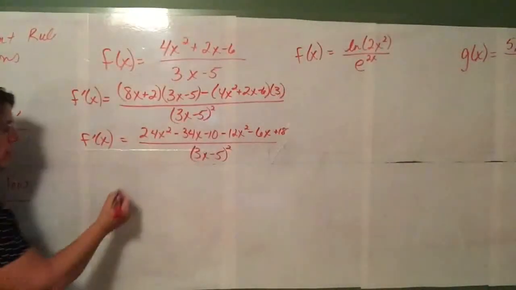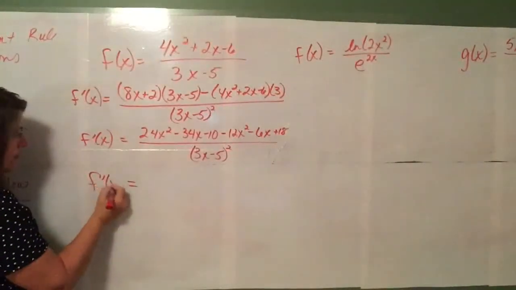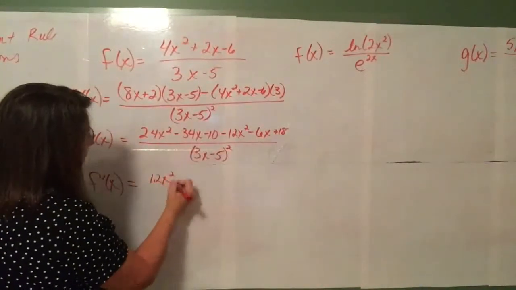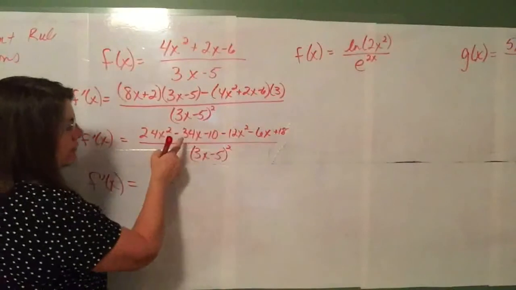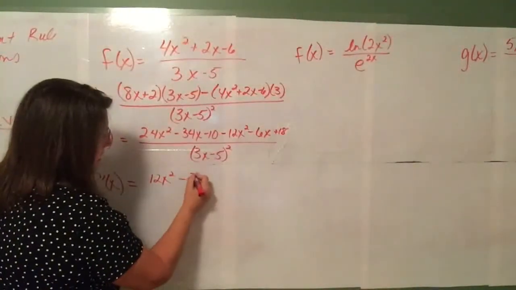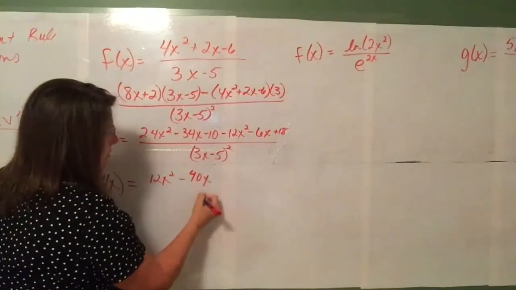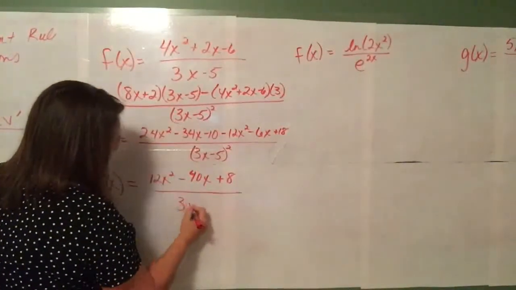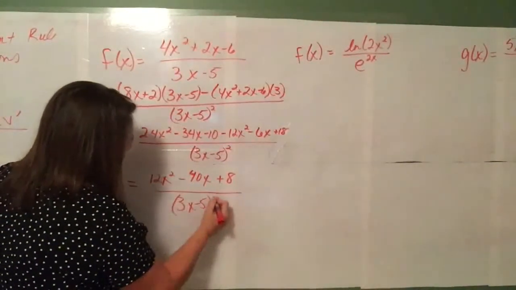Then if I add my like terms, 24x squared minus 12x squared is 12x squared. Negative 34x minus 6x is negative 40x. Negative 10 plus 18 is positive 8. We have a 3x minus 5 squared.